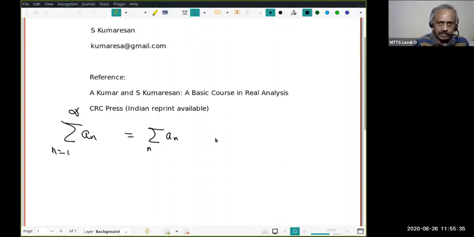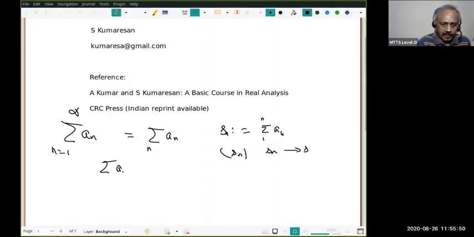To quickly recall, when do we say this is convergent? Look at the partial sums from 1 to n. If this sequence S_n converges to S, then I call S the sum of the series and write this equality. Notice that this is just a symbol. This symbol stands for S, and S is the limit of the sequence of partial sums.